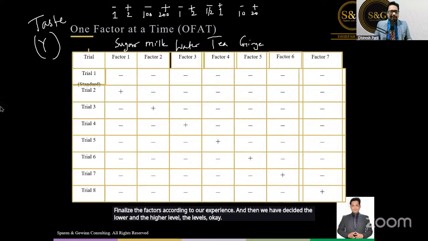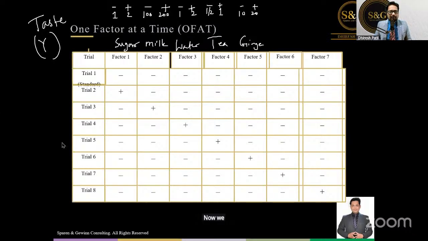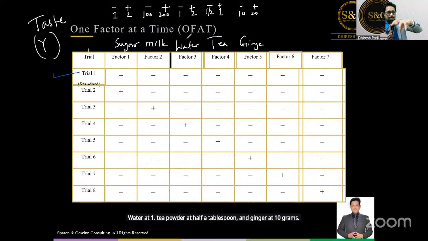Okay. Now we start with the first experiment, the first trial. First trial meaning first trial. So in the first trial, what we do is, we keep all the factors at the lower setting. That means I will make a cup of tea with sugar at 1 tablespoon, milk at 100, water at 1, tea powder at half a tablespoon, and ginger at 10 grams. I'll make the mixture, I'll boil it, and I'll make a cup of tea.